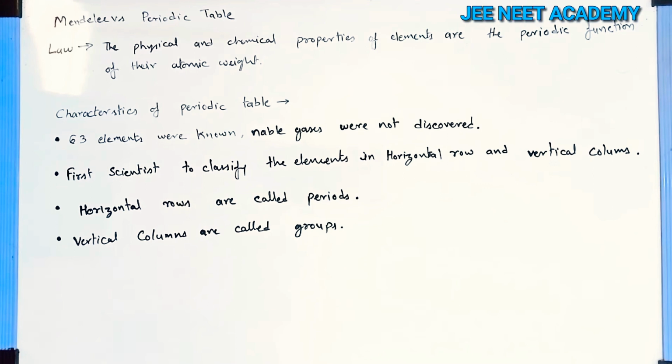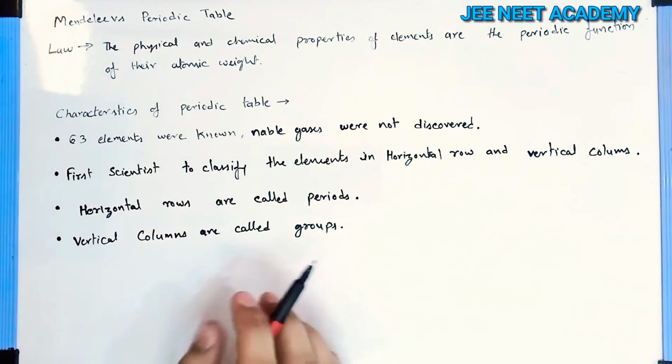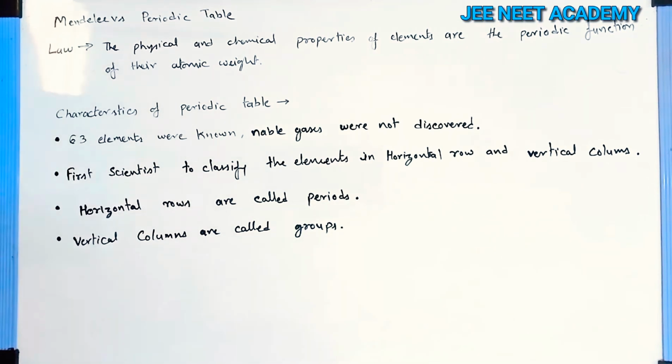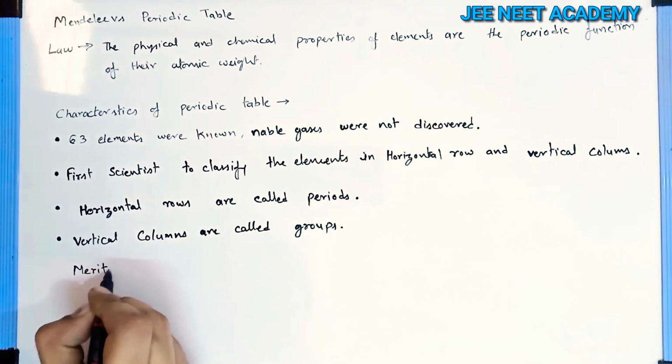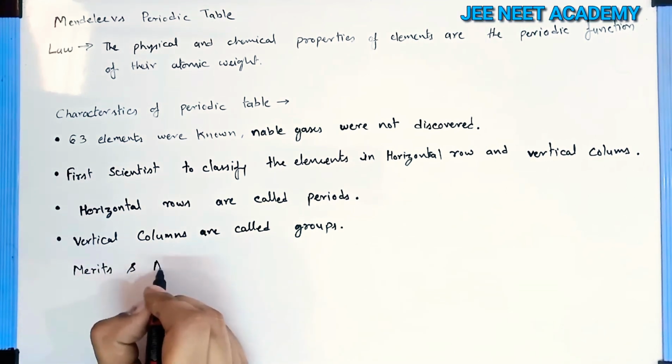Okay, so now as we know the characteristics of the periodic table of Mendeleev, he arranged all the elements in the periodic table in order of atomic weight. In characteristics also we know now. Now the merits and advantages.